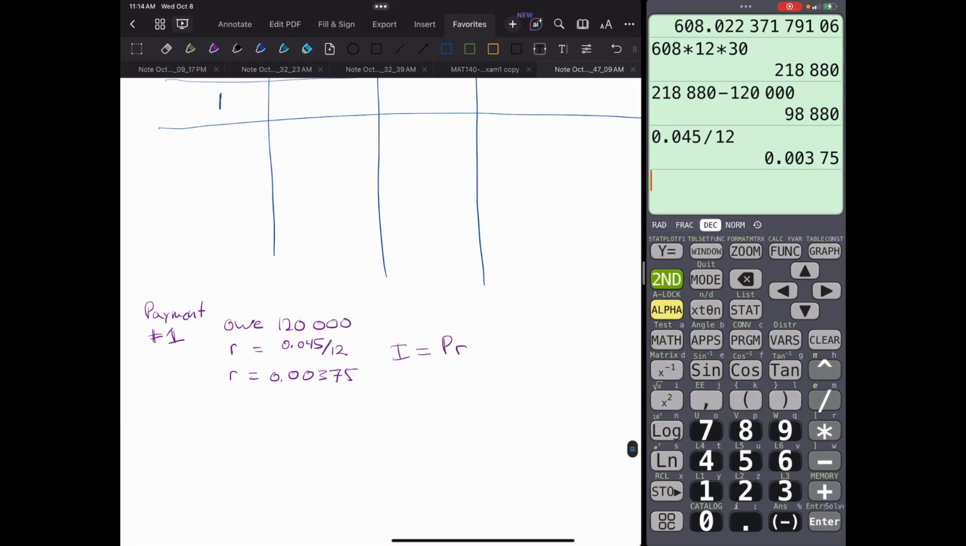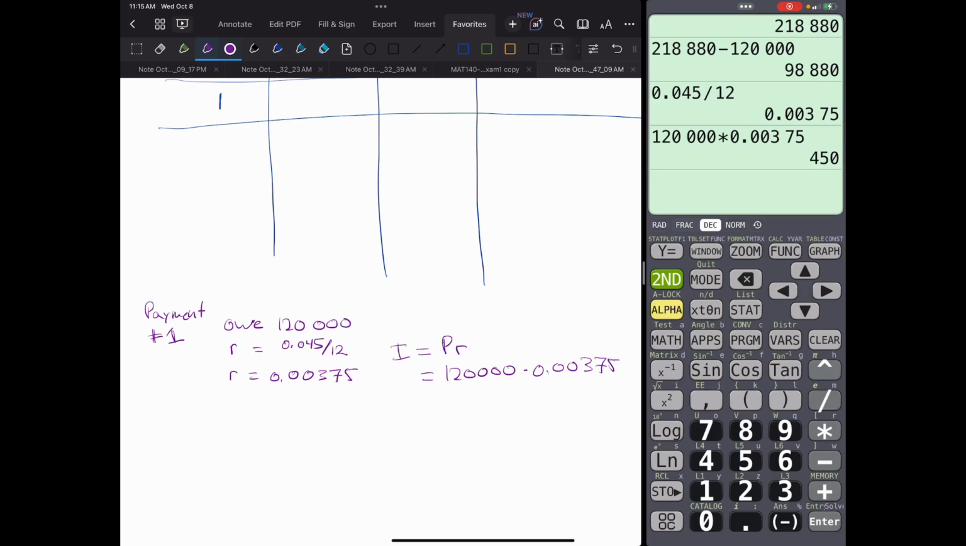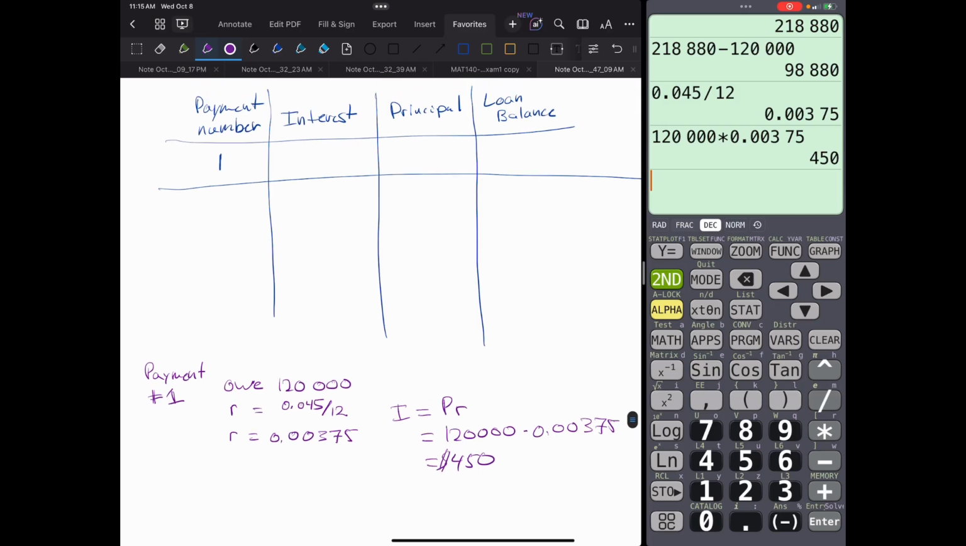Well, so that means that I have 120,000 times 0.00375. So that means that I pay $450 of interest to borrow that $120,000 for 1 month.